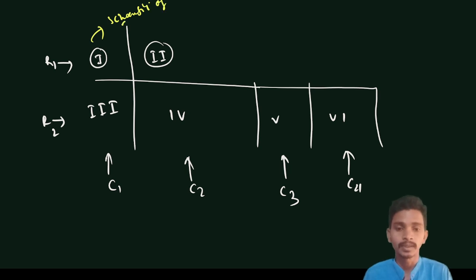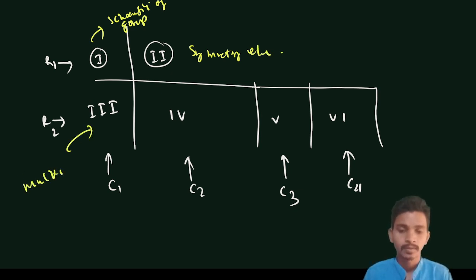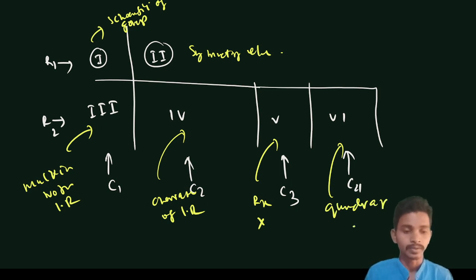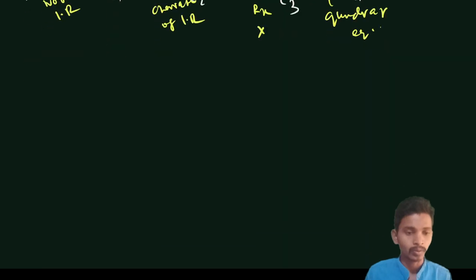In the first cell the notation of the point group will be written, and here the symmetry elements will be written, and here the Mulliken notations of irreducible representations. Here we will write the characters of irreducible representations, and here we write the transformation properties of rotational and translational. Then you write the quadratic equations. Okay, that we have discussed in the previous class.